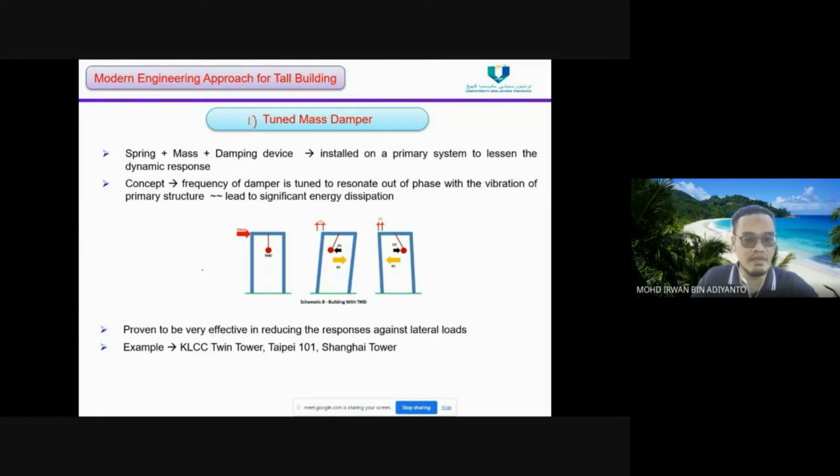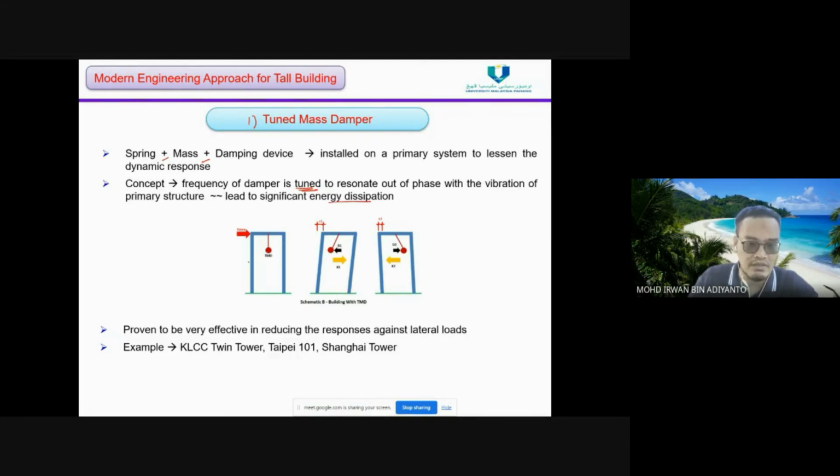The tuned mass damper is a spring plus mass plus the damping device, which is installed on a primary system to lessen the dynamic response. The concept is frequency of damper is tuned to resonate out of phase with the vibration of primary structure. It leads to significant energy dissipation.